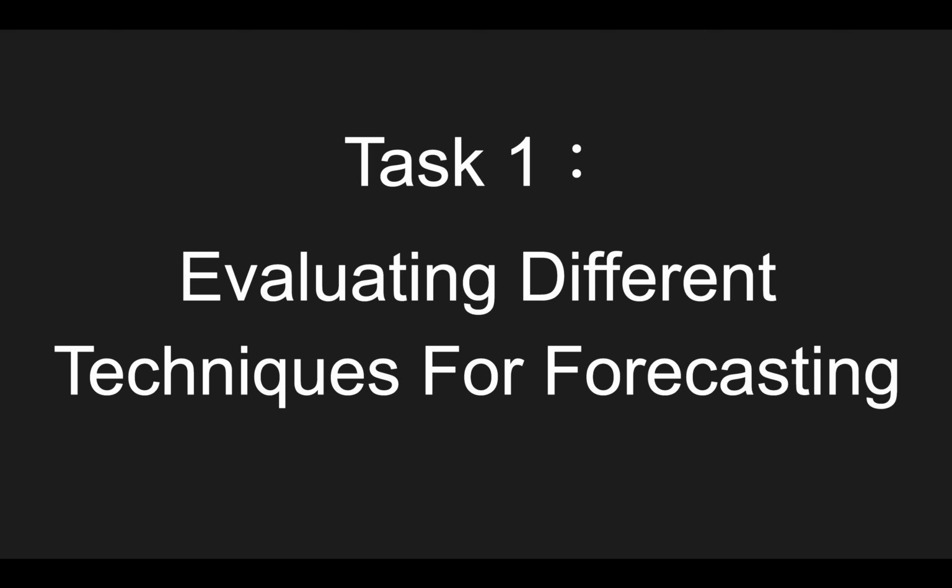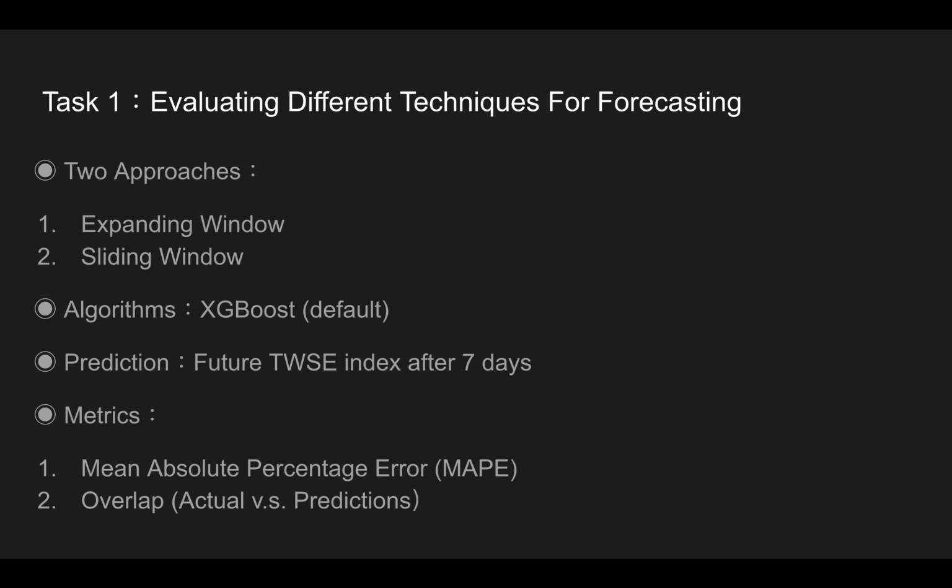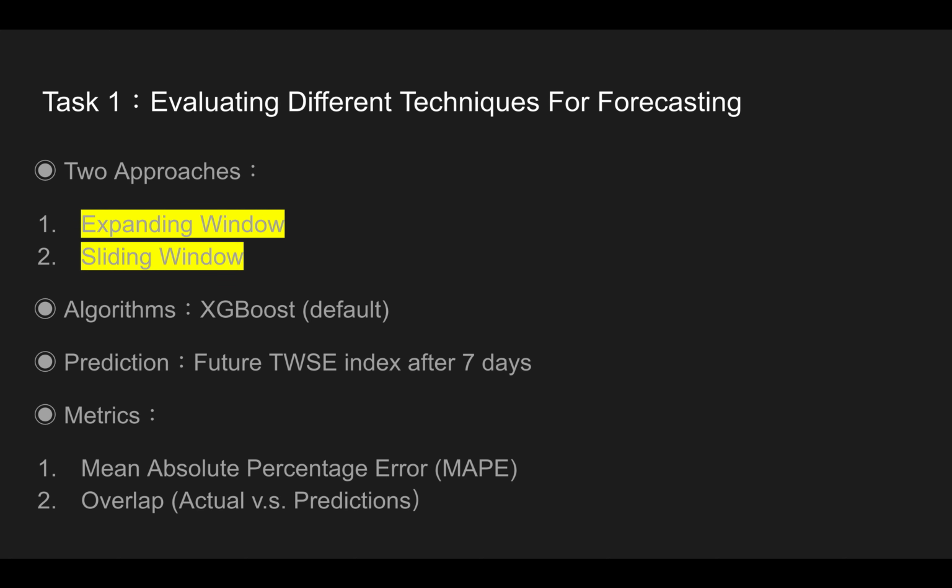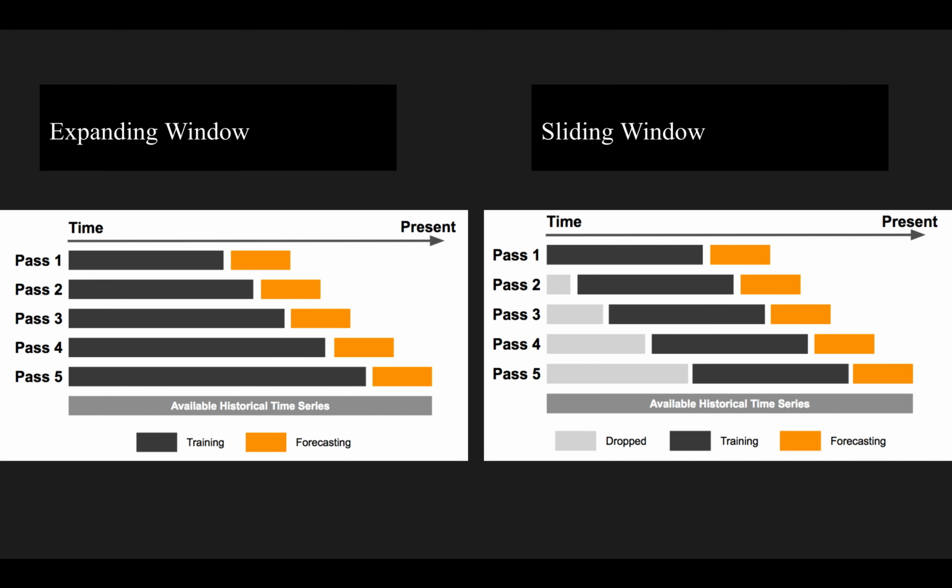After finishing the preprocessing, in task 1, we want to evaluate different techniques for forecasting. Two techniques we focus on are the sliding window and the expanding window. As shown in the picture, with the sliding window, a window of fixed size is set as our training data. All we are doing is sliding it forward.